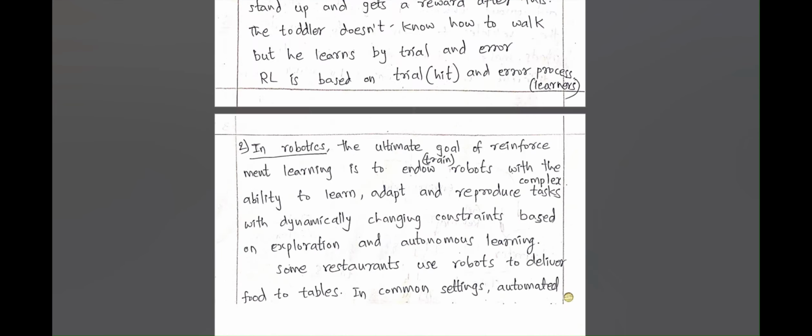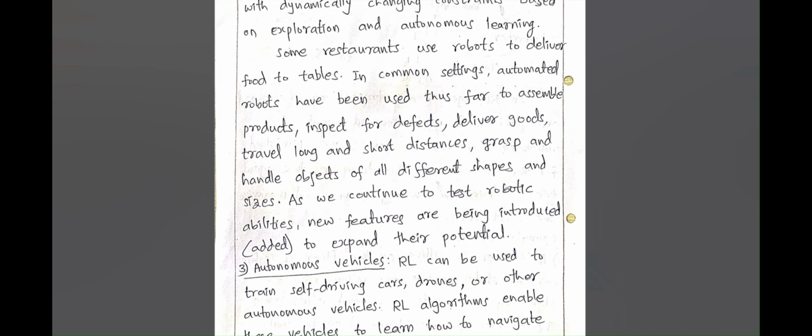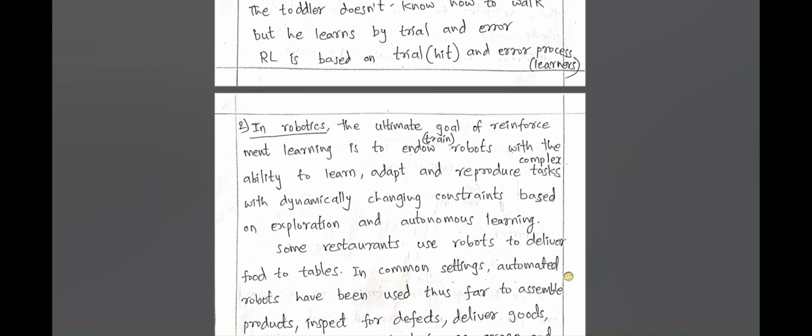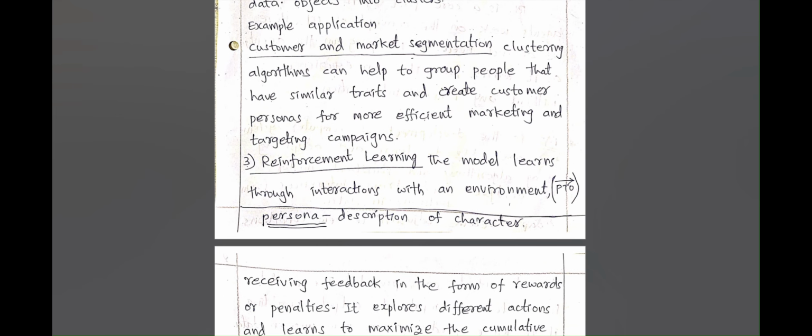There are different types of machine learning techniques, including supervised learning and unsupervised learning. As you all learn in the machine learning subject, there are types like supervised learning, unsupervised learning, and also, sorry, let me take you to the page.